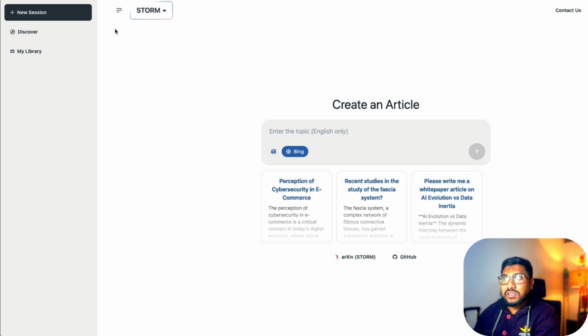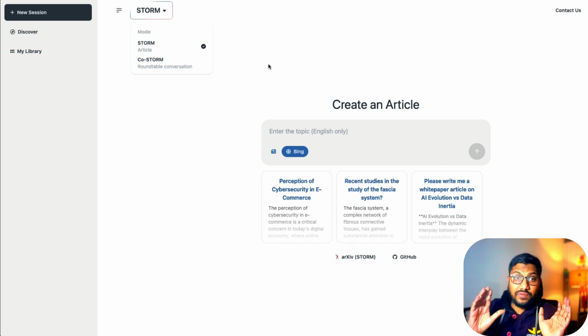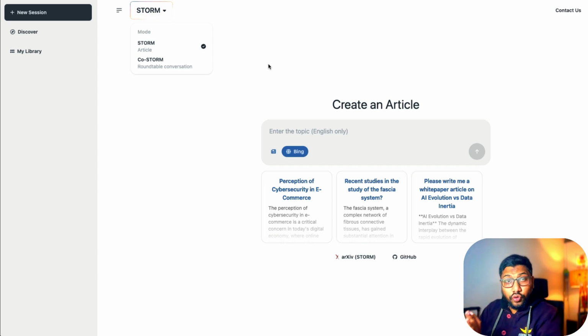So this is the interface. You've got two options. One is Storm. The second one is CoStorm. Storm is like a single perspective. You have got an article, and CoStorm is like a roundtable conversation, very similar to what Notebook LM does whenever you give a particular topic. So I'm going to go ahead with Storm. I don't want a roundtable conversation.